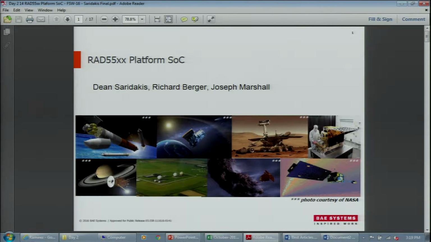So we're shifting gears to hardware now after just countless hours of software. But I have reused things here, so I want to thank Rich Berger and Joe Marshall. They did a lot of these charts and saved me a lot of time. I, as usual, did as little work as possible to put this together.